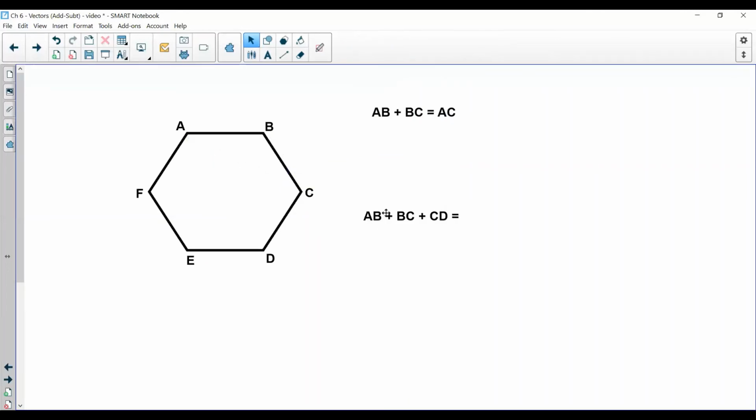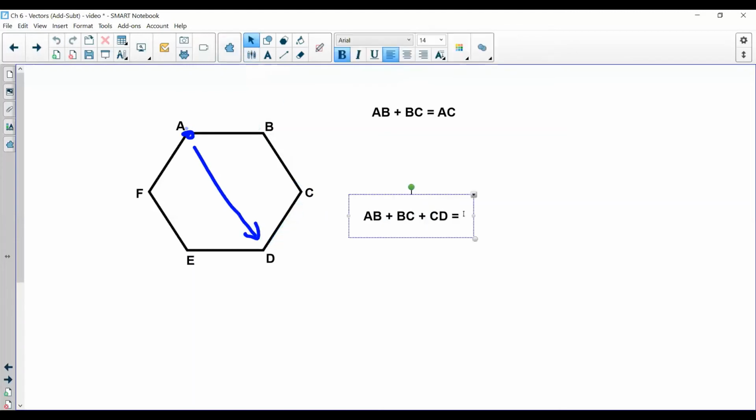And then similarly, this algebra is basically saying go from A to B, travel that direction, that magnitude, and then go from B to C. And then lastly, from C to D. Well, I started way over here at A, and I ended at D. So my starting point is A, ending point is D. So this algebraic expression can be simplified to just AD.